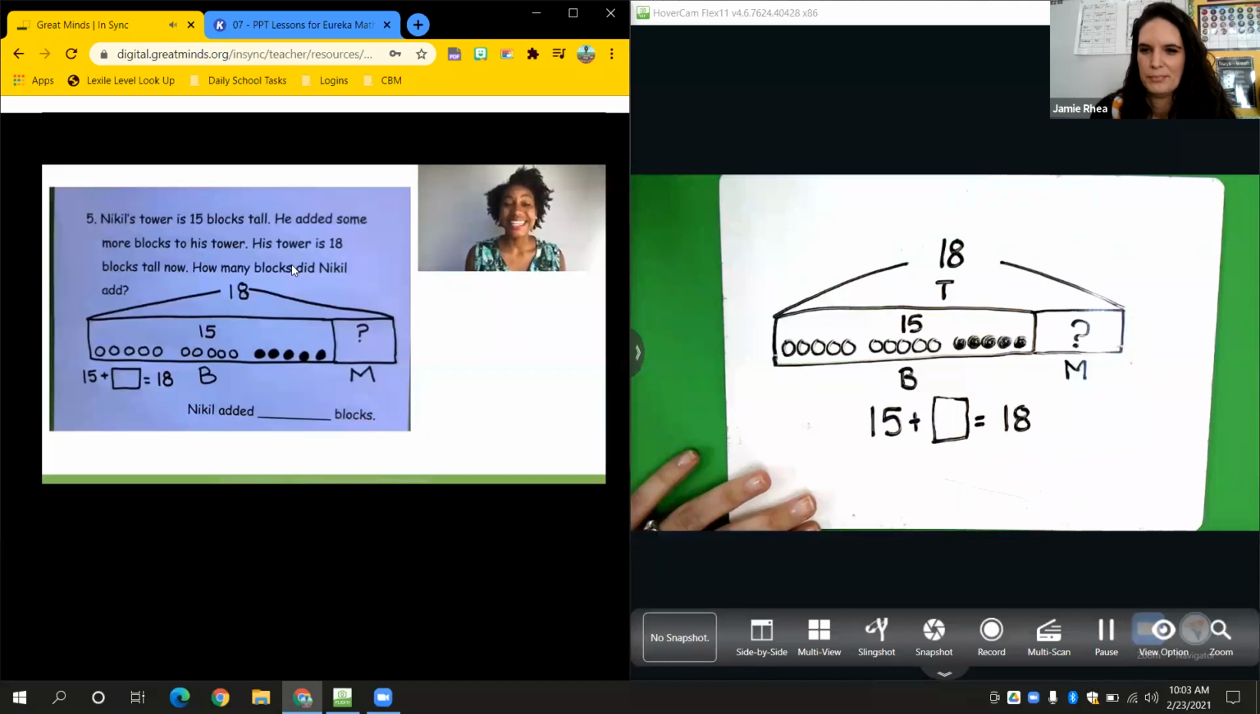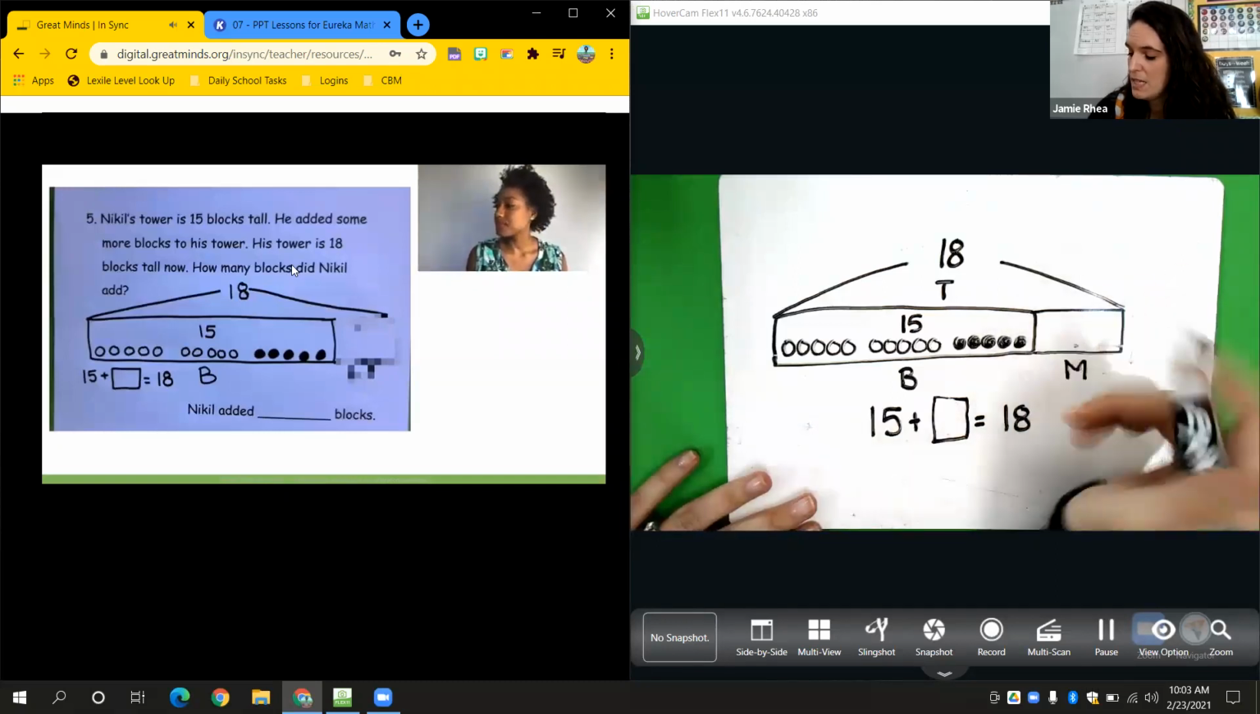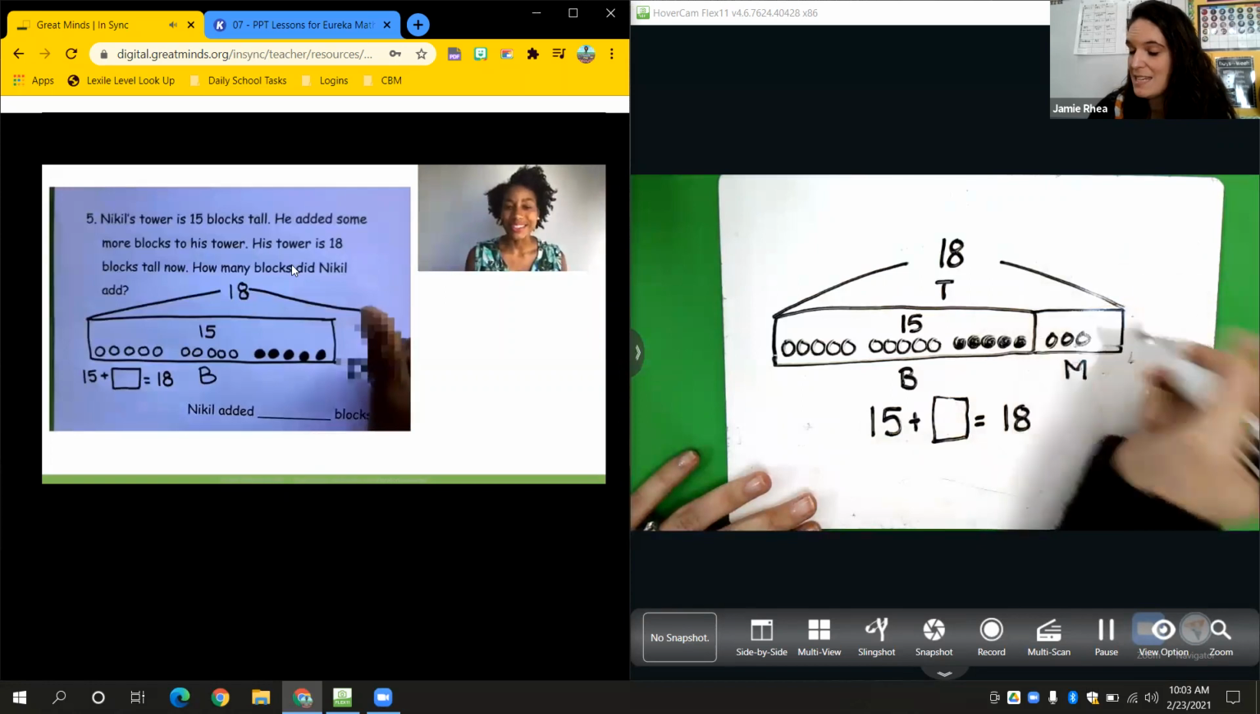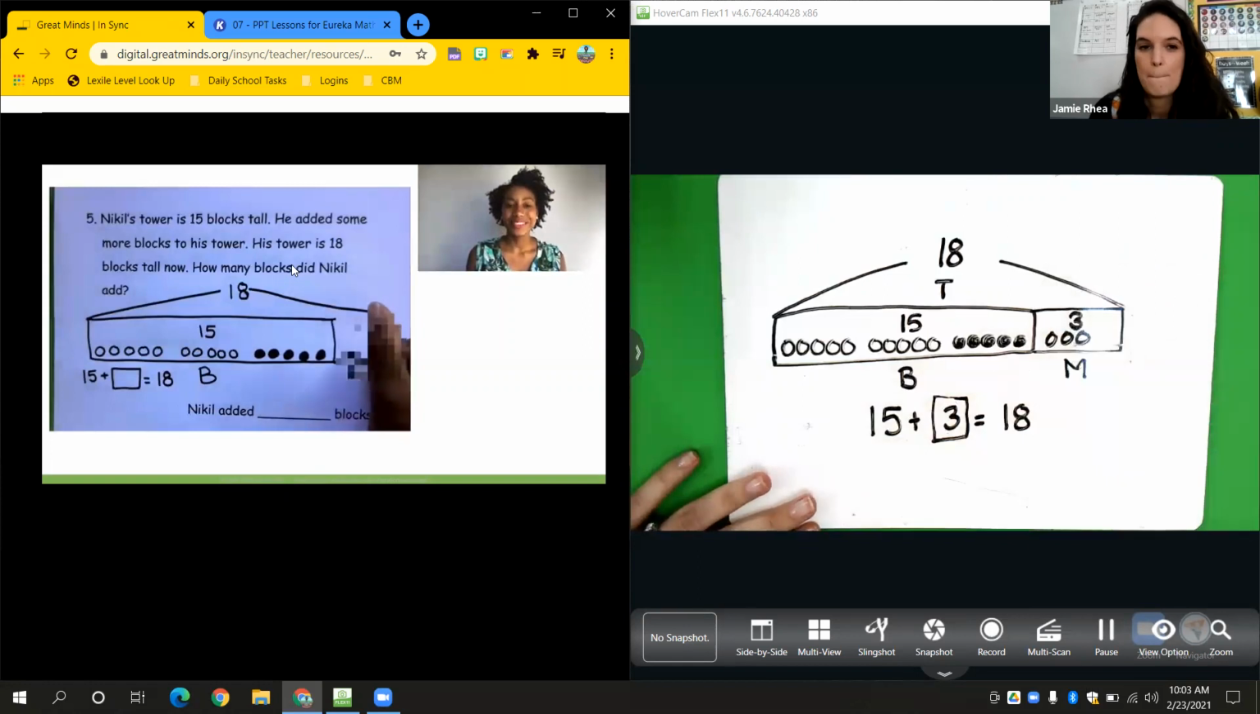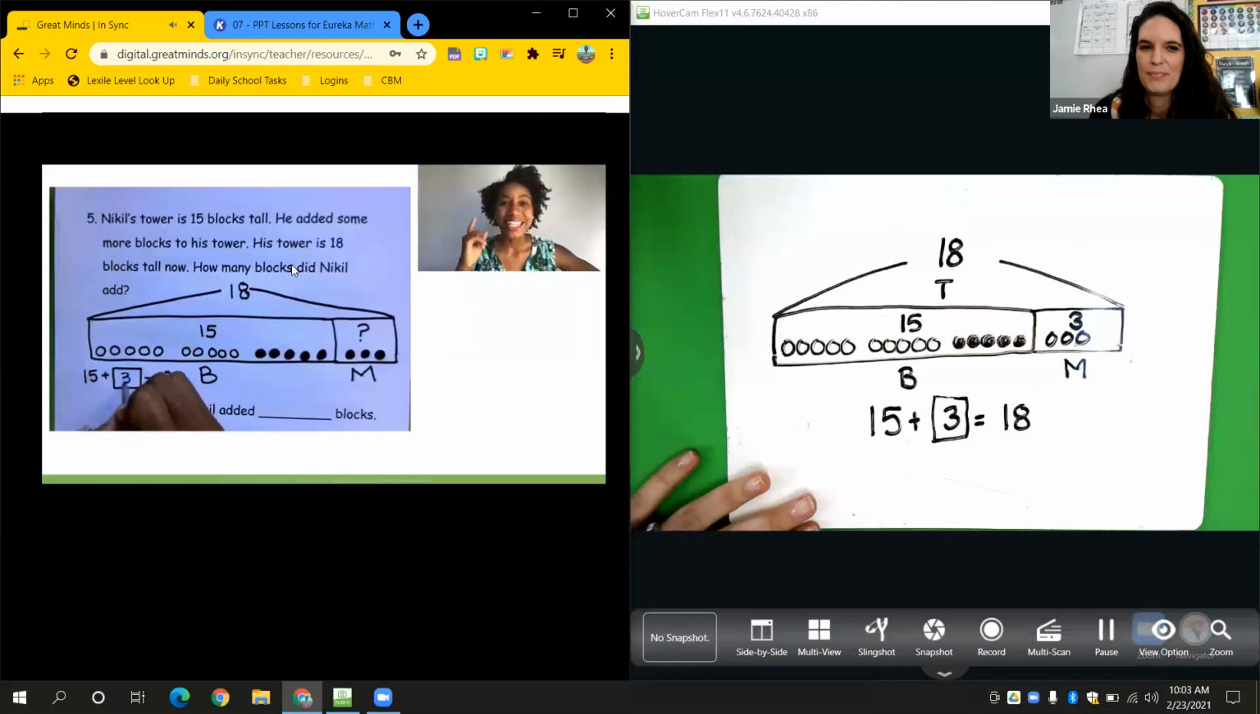Take a moment to solve. What's the missing part here? So let's count on as we add: 15, 16, 17, 18. How many? Just 3. I'm going to count on: 16, 17, 18. That's 3. He added 3 more blocks. Let me record that in my sentence. Nichols added 3 blocks. Great job.